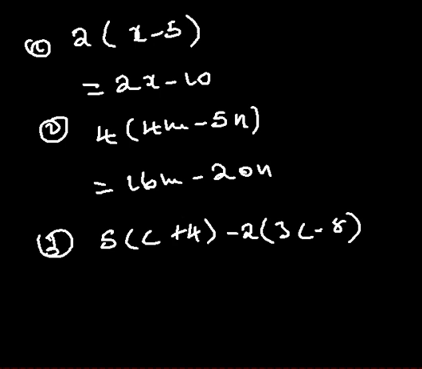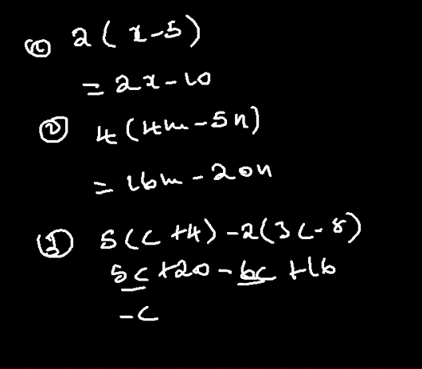In this case, we'll have to distribute 5 all over. That will be given as 5c plus 20. And then we'll have to distribute negative 2 inside. That will be given as negative 6c, and negative 2 times negative 8 is given as positive 16. Then we'll have to collect the like terms. That will be given as 5c minus 6c, that is negative c, and plus 20 plus 16, that is 36. Since these are unlike terms, we can't add them, we just have to leave them like that.